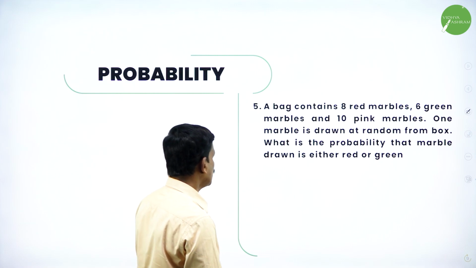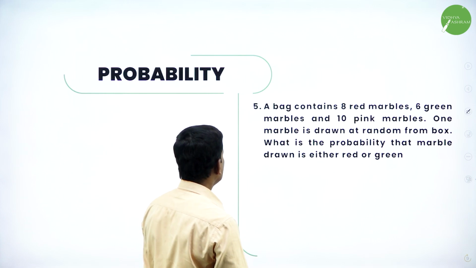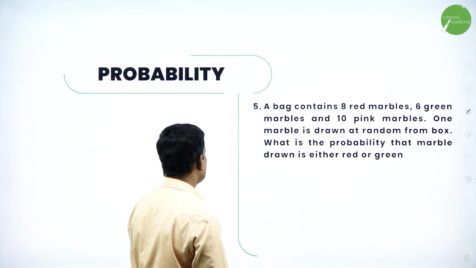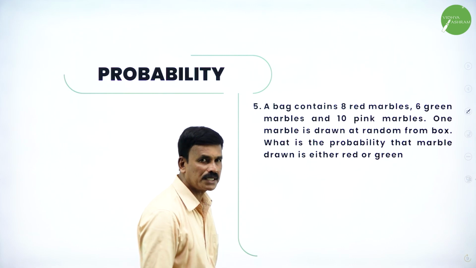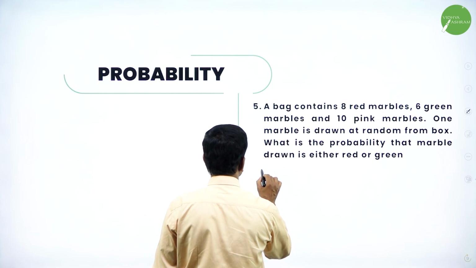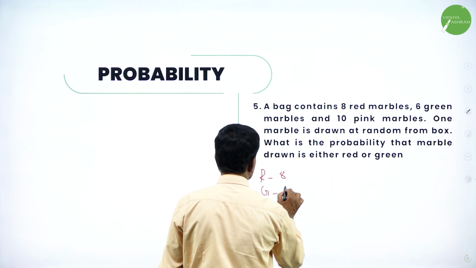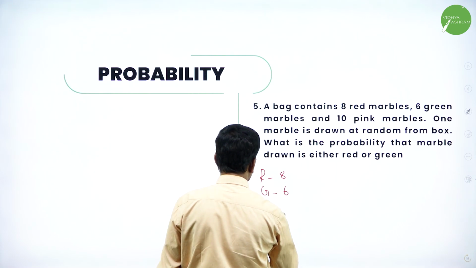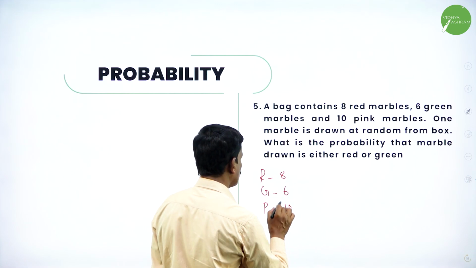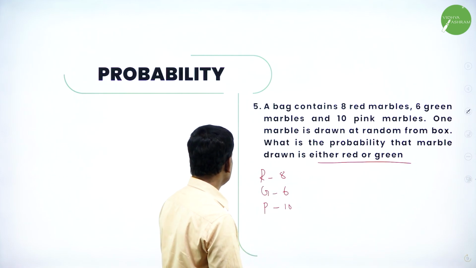A bag contains 8 red marbles, 6 green marbles and 10 pink marbles. One marble is drawn at random from the box. What is the probability that the marble drawn is either red or green? Okay, so first just write down how many marbles are there. A bag contains 8 red marbles, 6 green marbles and 10 pink marbles. One marble is drawn at random from the box. What is the probability that the marble drawn is either red or green?